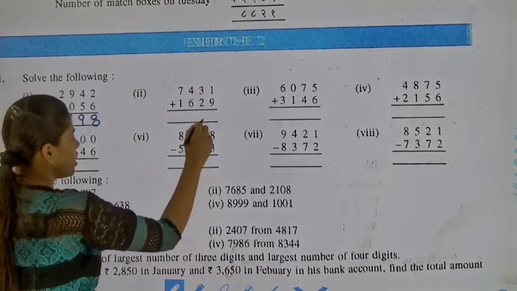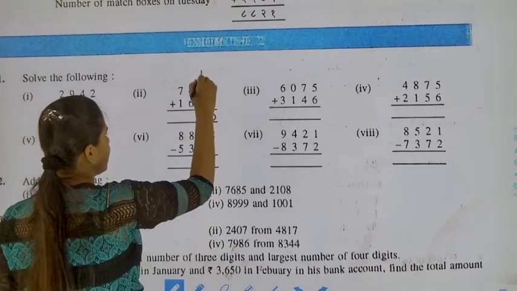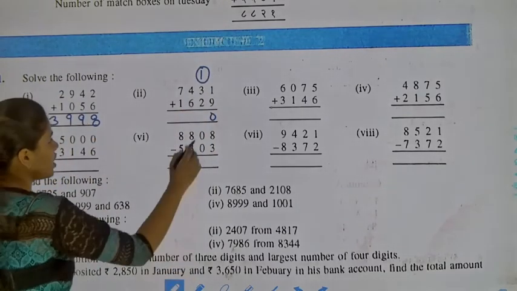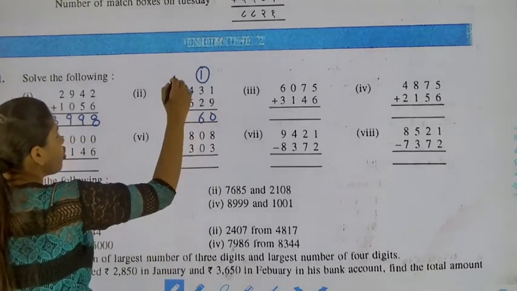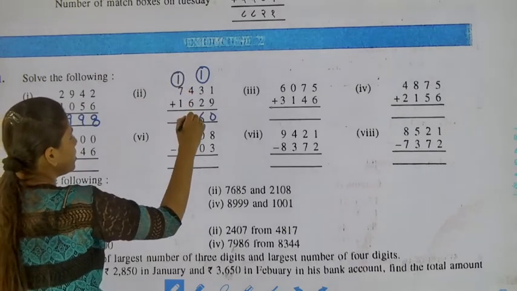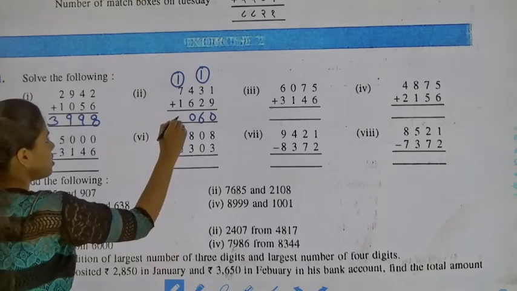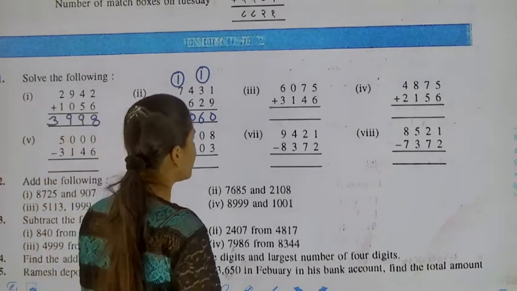Next, 1 plus 9, it will be 10. 3 plus 2, 5. And 5 plus 1, 6. 4 plus 6, it will be 10. 7 plus 1, 8. And 8 plus 1, 9. Now move to the next one.